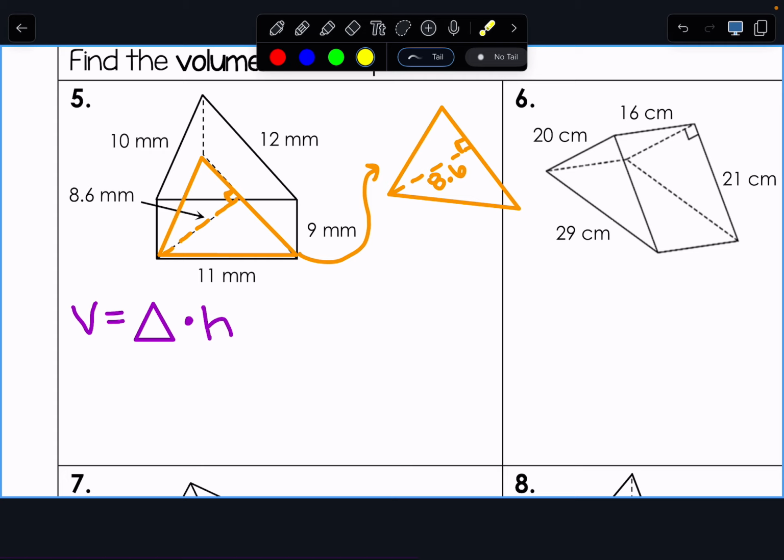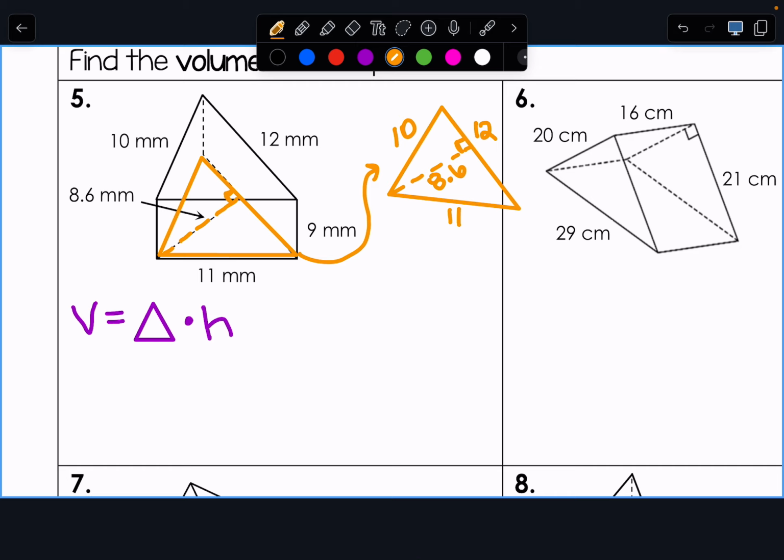What measurement is this side of the triangle? It's 10. What measurement is this side of the triangle? 12. And what measurement is this side of the triangle? 11. Okay. Now, which 2 measurements actually matter for the area of the triangle?